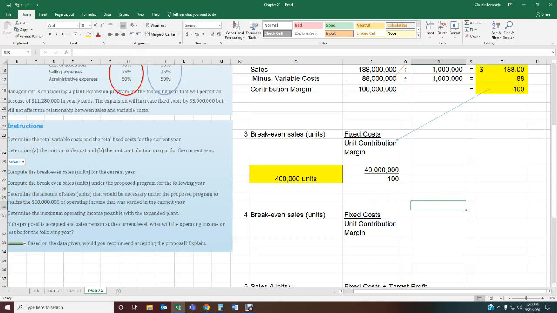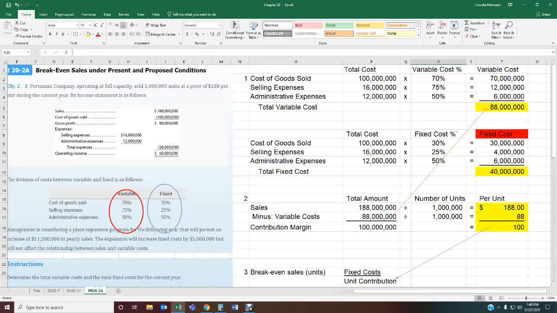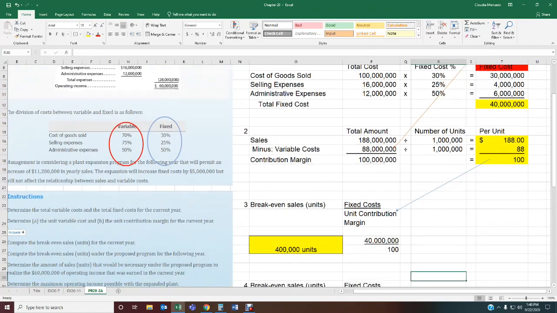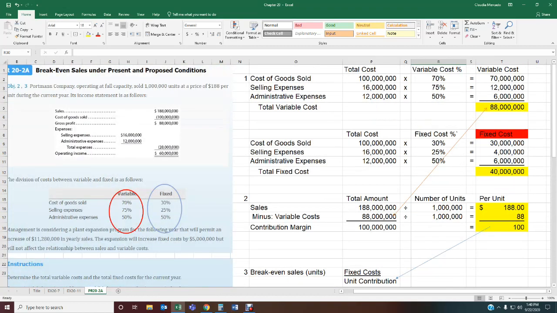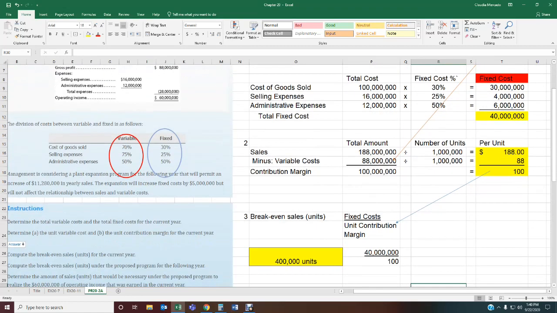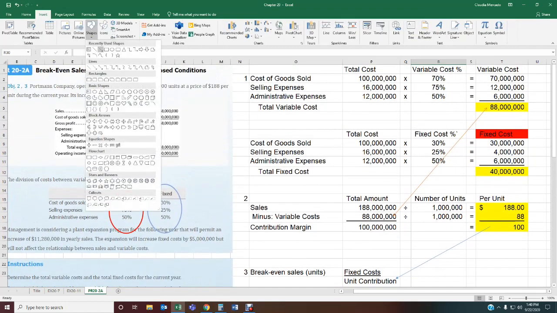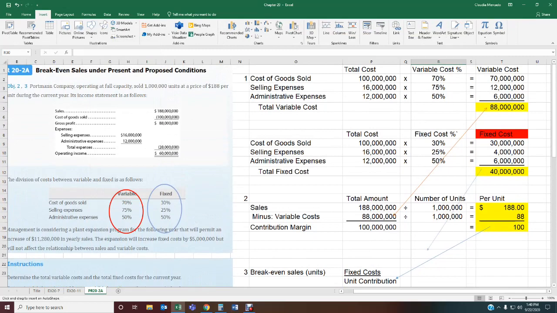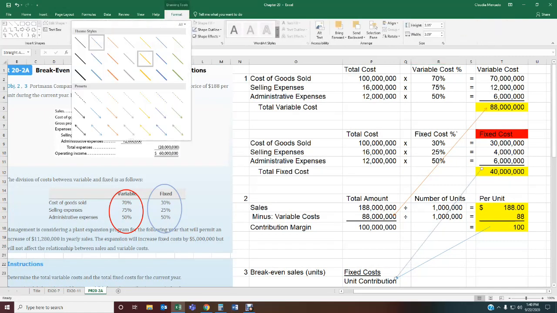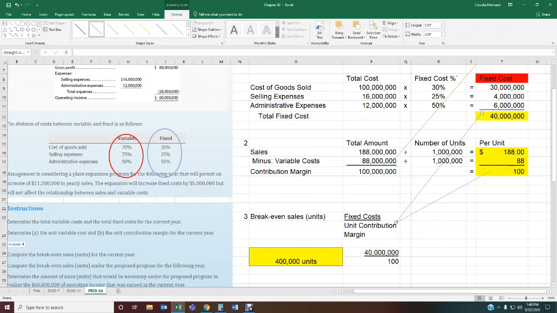That is requirement 3. My break-even sales is your fixed cost, which is 40 million, and that was provided to you. Your fixed cost, we calculated it right here, 40 million. Let me do a little arrow. My fixed cost right there. So that is what we have: my fixed cost over my unit contribution margin. So to break even, I need to sell 400,000 units.